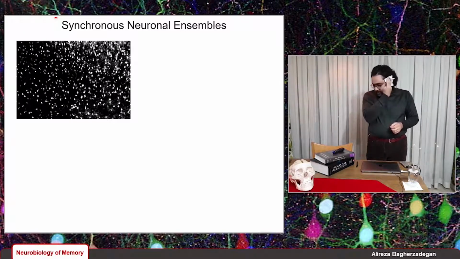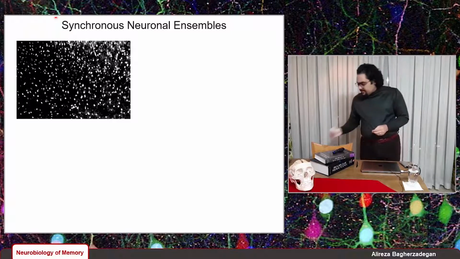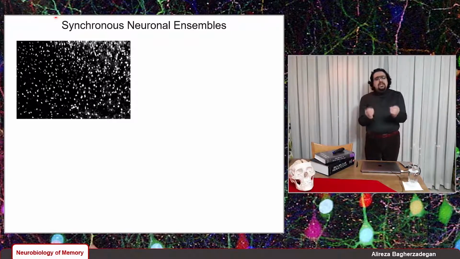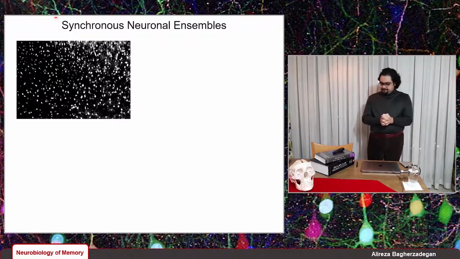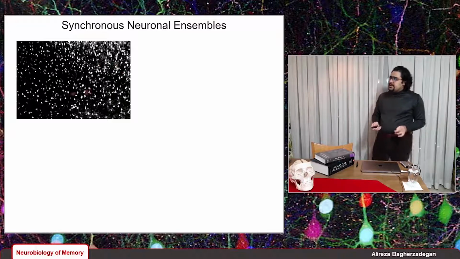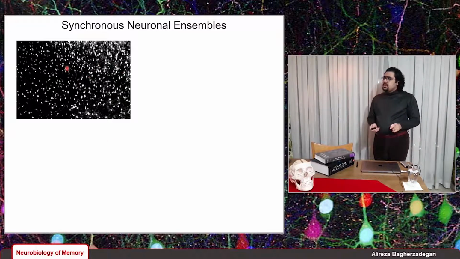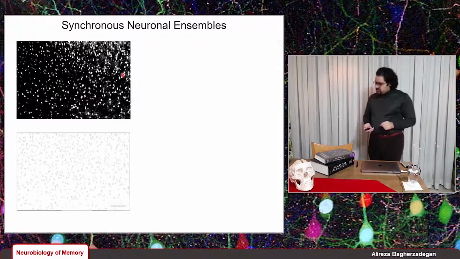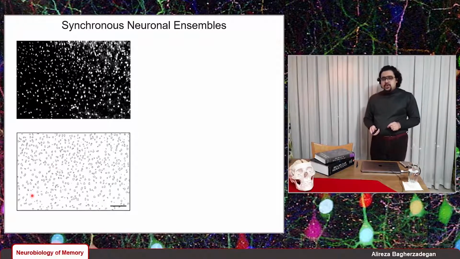So the question is, okay, how do scientists detect a cell assembly, or how do they know that a group of cells form a single cell assembly? This is one of the methods they use. For instance, this is a 2-photon calcium imaging of a slice from V1, the visual area 1. Okay, and this is a contour plot.